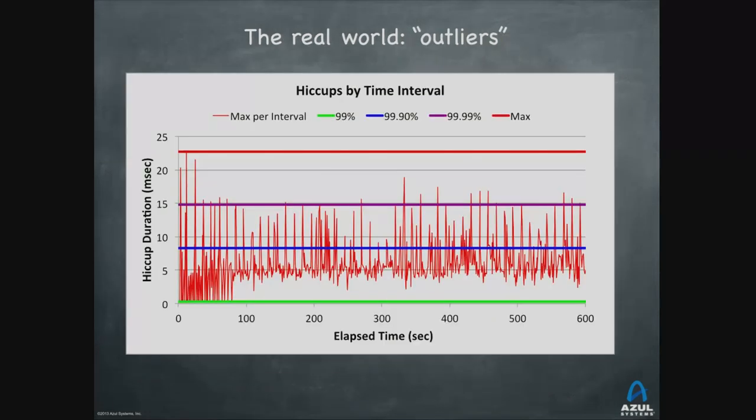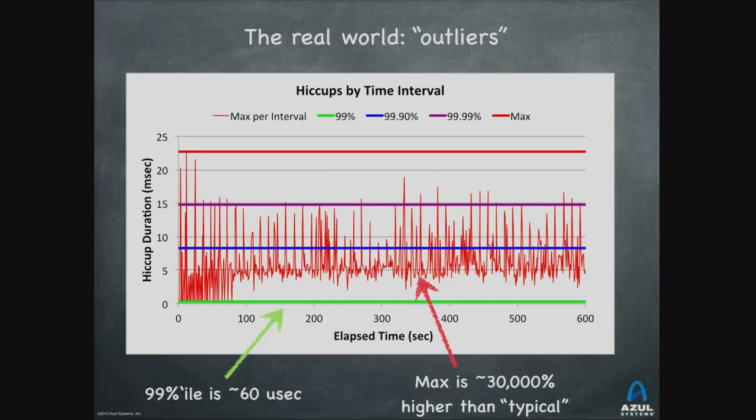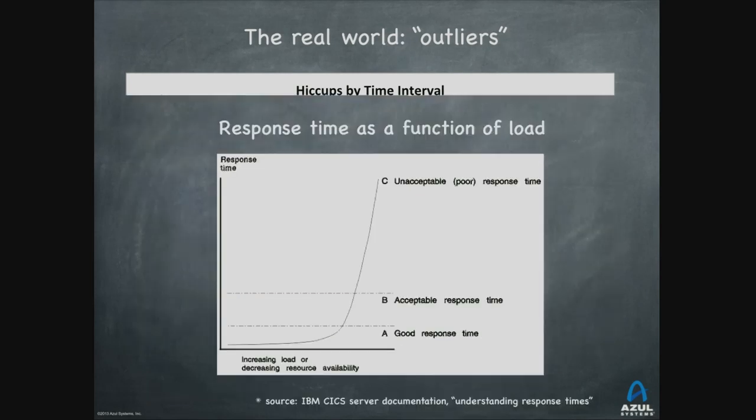So this is another way of looking at the same. Here's a low latency system over a span of 10 minutes. The 99th percentile is right there. And if I just stop reporting at that point, I would miss the fact that pretty much all the time I have outliers of 20 milliseconds on this system and I'm losing money right and left. If I just stop reporting at the 99th percentile, guess what most exchanges and venues do? They report everything up to the 99th percentile. But that's it. That's 30,000% higher than your typical.